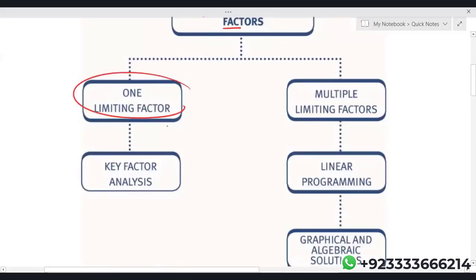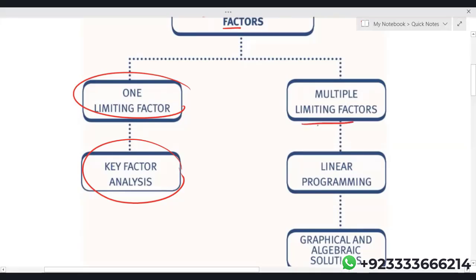Planning with the limiting factors. One limiting factor, key factor analysis. If there is one limiting factor, step one is that you first have to identify the limiting factor. Let's say you have identified it. Then you simply calculate contribution per unit. Then you calculate contribution per unit per limiting factor. Then obviously the product which is giving us the highest contribution per unit per limiting factor has to be manufactured first, and so on.